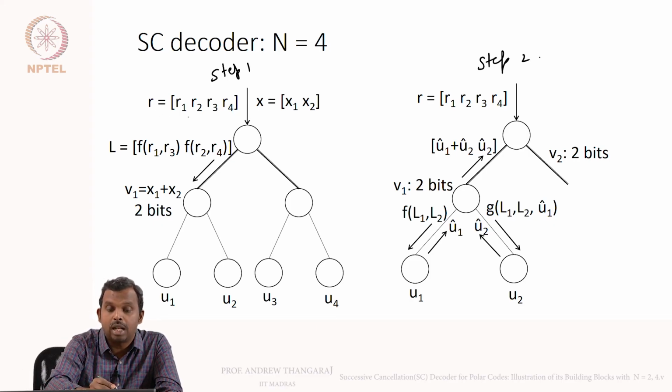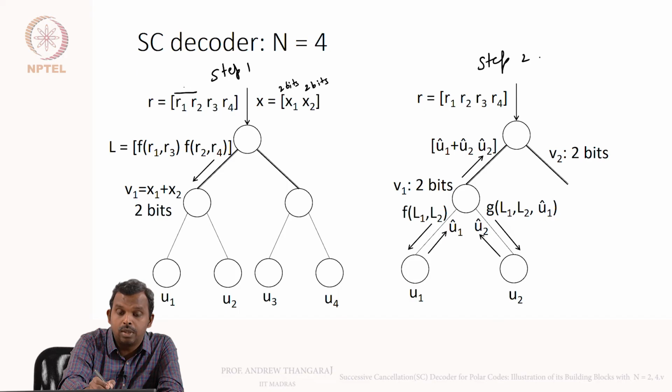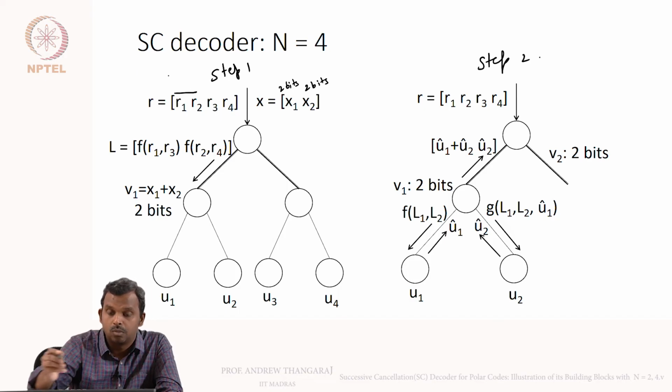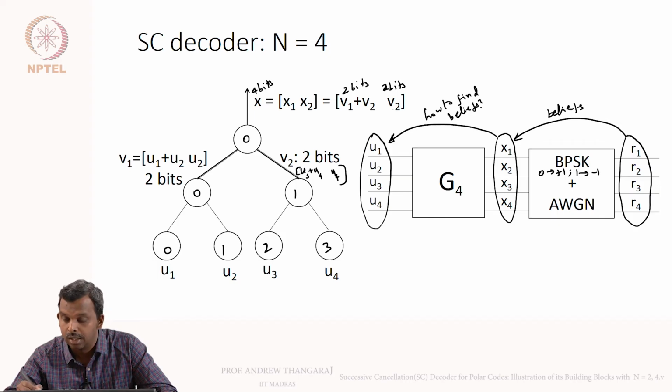Remember again, we got R equals R1, R2, X1, X2. Remember, X1 is 2 bits, X2 is also 2 bits. That's how I've written it up. X1 is 2 bits, X2 is 2 bits. So this R1, R2 is belief for, let me be careful here. There is some ambiguity in the notation.